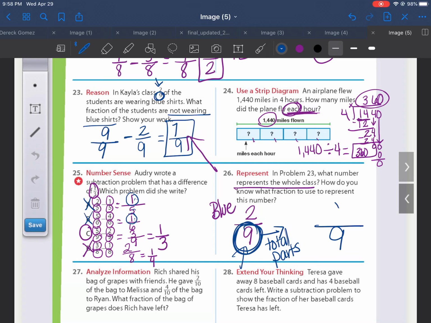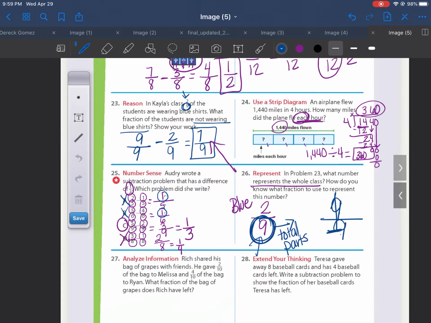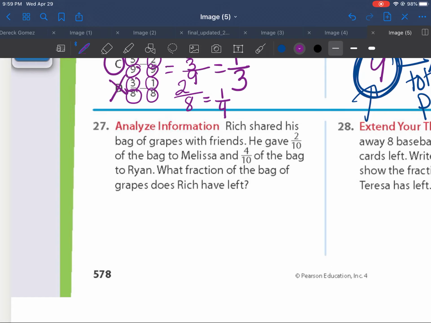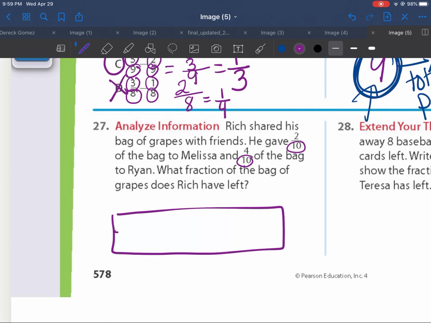How do you know what fraction to use? Well, if I know that there's 9 students in all, my numerator has to be 9 because my whole class means 9. Remember that we show one whole when the numerator and the denominator are the same. Number 27. Richard shared his bag of grapes with friends. He gave 2/10 of the bag to Melissa and 4/10 of the bag to Ryan. What fraction of the bag of grapes does Richard have left?